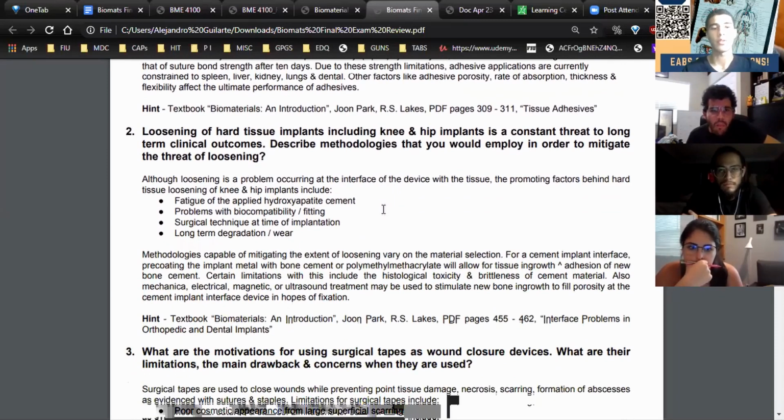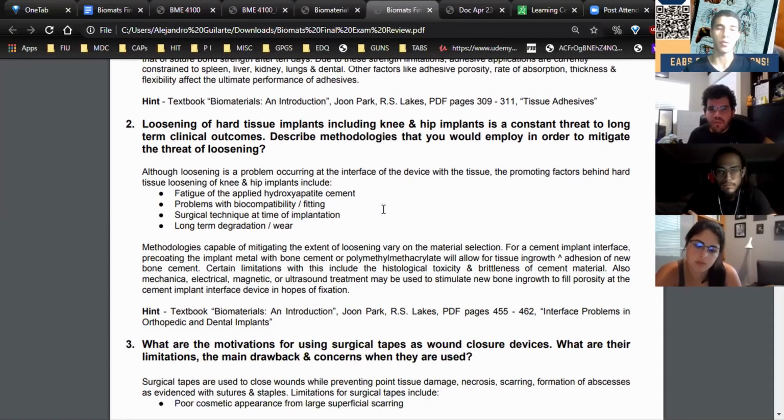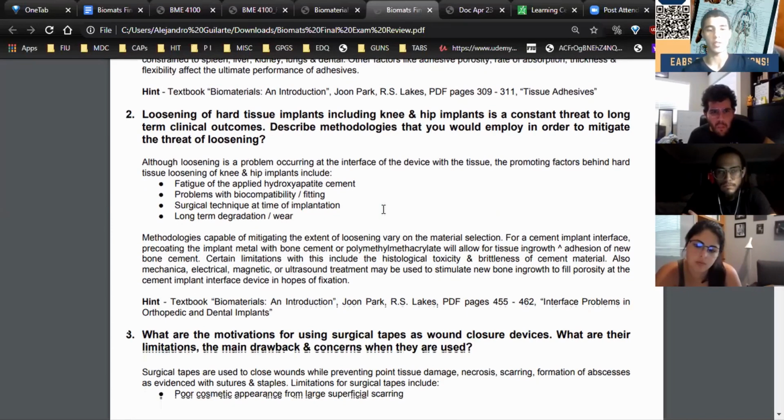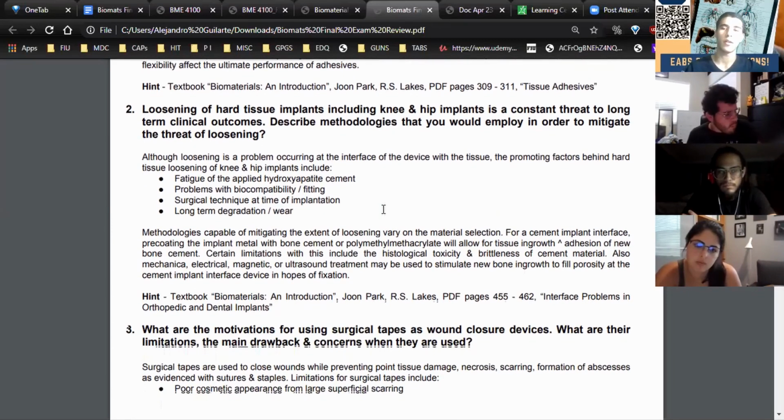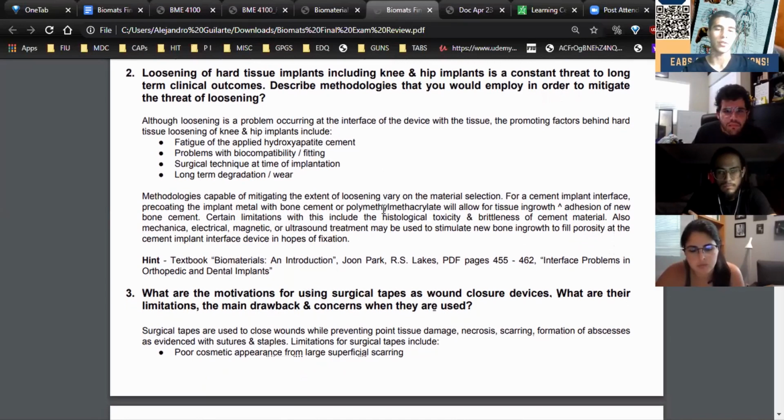So for number two, loosening of hard tissue implants, and how would you mitigate that loosening? So it depends on what the material involved is. If it's ceramic, then one thing you can do is obviously include porosity in the coating, so it can adhere to it or create tissue ingrowth. But the main reasons why it actually loosens is because of fatigue of the hydroxyapatite, the fitting. So it might have been fitted wrongly during the surgical procedure, the surgical technique, and just overall long-term degradation and wear.